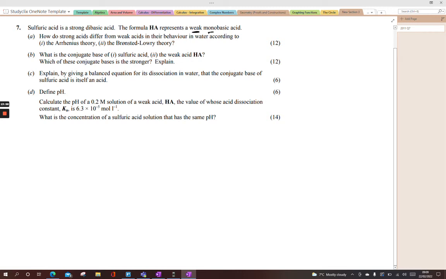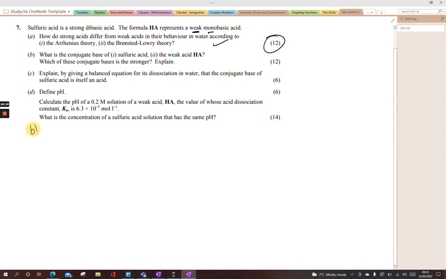So strong acids fully dissociate into hydrogen ions, weak acids only slightly dissociate into hydrogen ions. And according to the Bronsted-Lowry theory, strong acids are good proton donors, weak acids are poor proton donors. Easy, it should be the full 12 marks there.